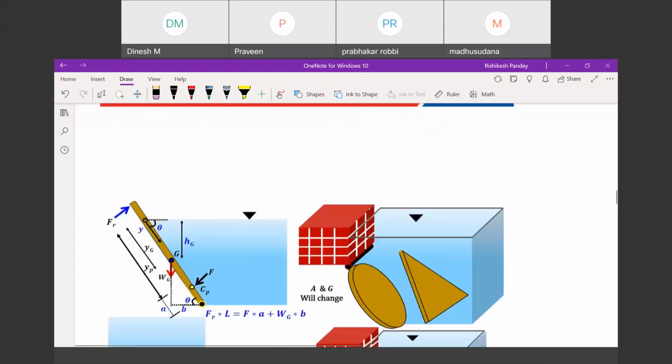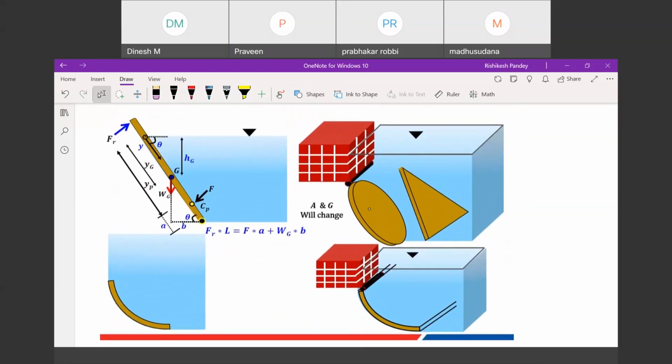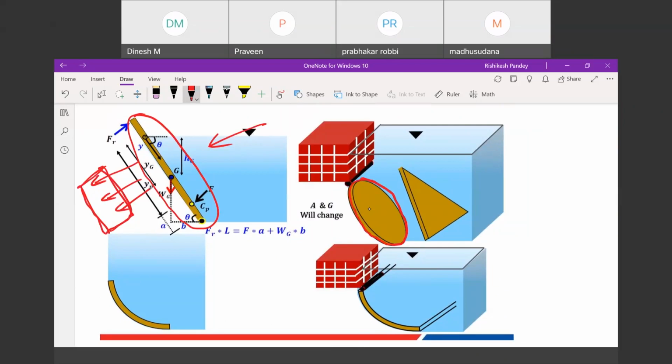Now coming to curved surface, a few students have doubt regarding this flat plate. This flat plate can have a rectangular shape like this, and fluid pressure is acting like this. From this view, it can have a rectangular shape. It can have a circular plate also. Still this is a plate only.